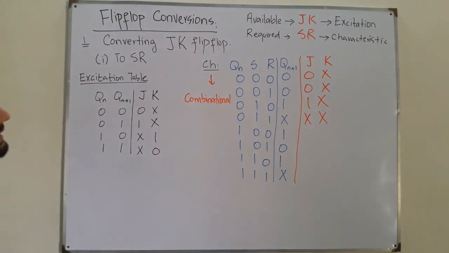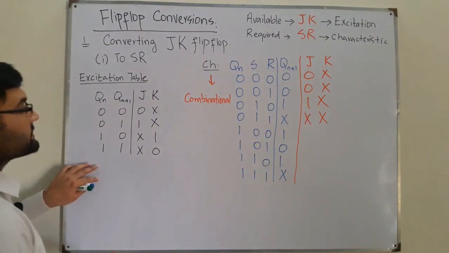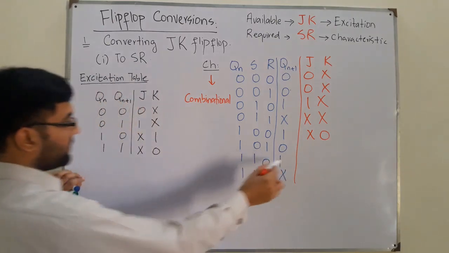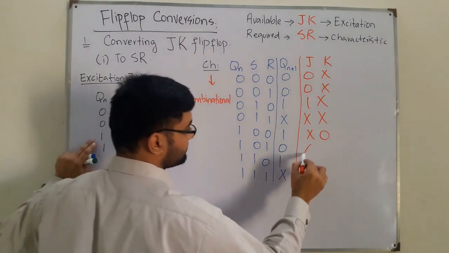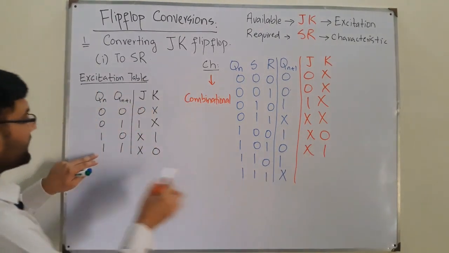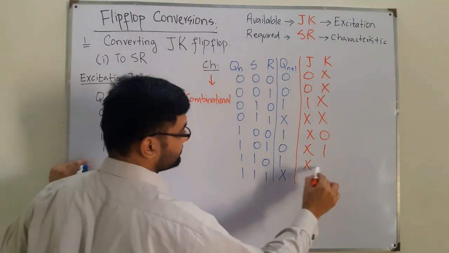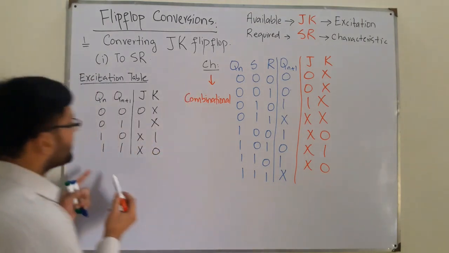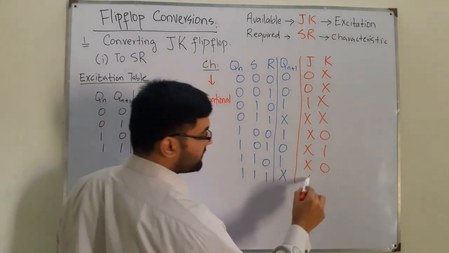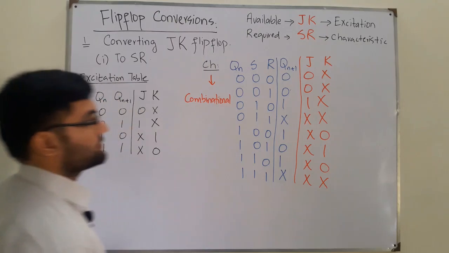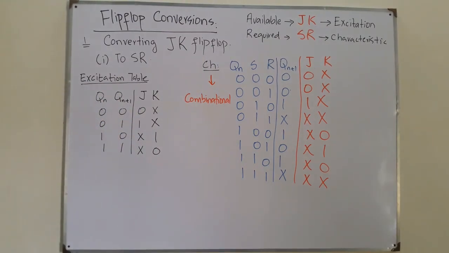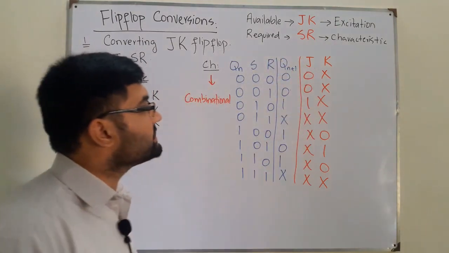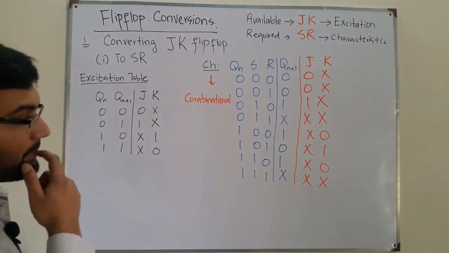Fine. Now for 1 1, you have 1 1, so it's a don't care 0. 1 0, don't care 1. 1 1, don't care 0. And 1 don't care, so again you don't have it over here, so you place a don't care at both the positions. Alright, the next step, what is the next step? It is to find the values of J and K from Karnaugh maps, alright?